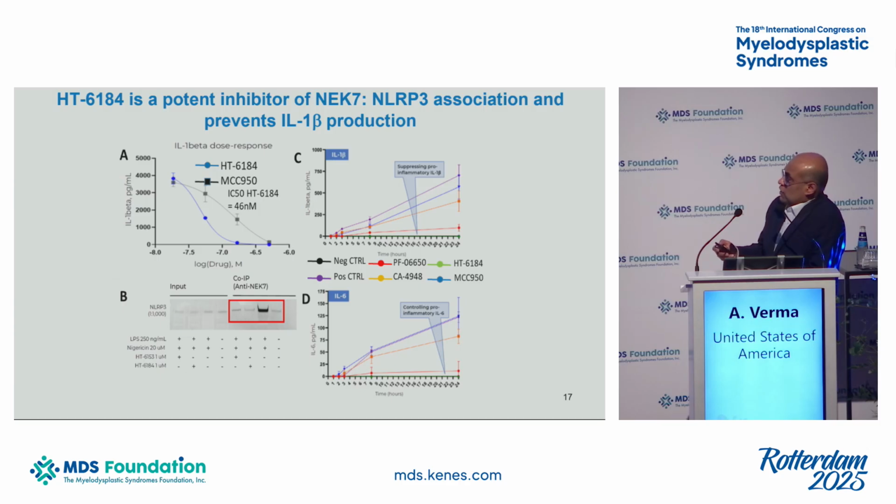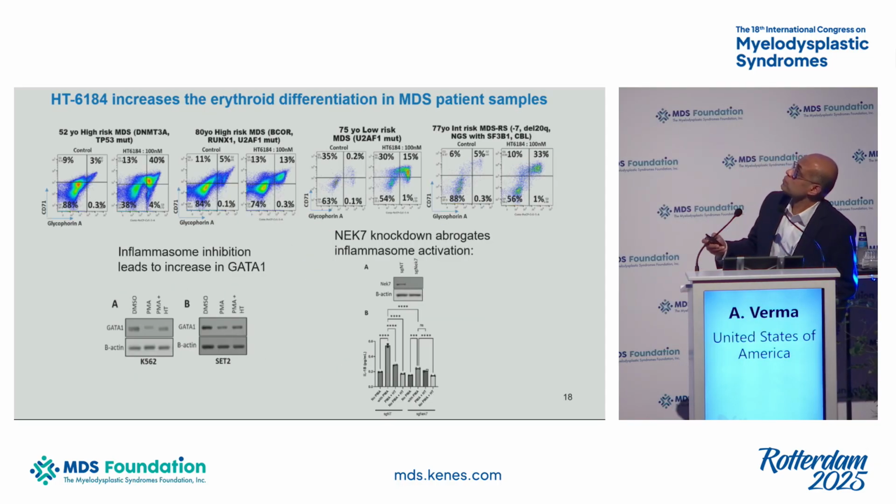So we've generated a lot of data with this particular drug, HT6184. It can decrease IL-1 beta secretion in myeloid cells. It can suppress the production of IL-6, and we show in IP experiments that it actually binds very potently to NEK7. When we performed colony assays with primary patient samples and this particular drug, we again saw increase in erythropoiesis and decrease in the myeloid bias. And here you see some samples with all different kinds of mutations.